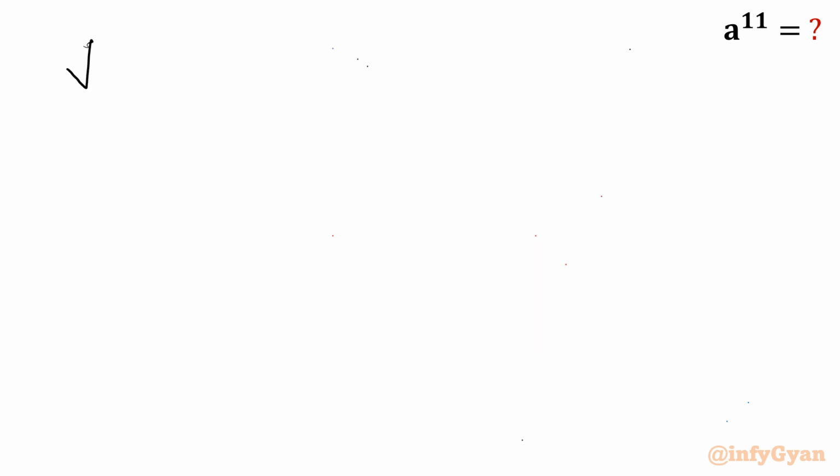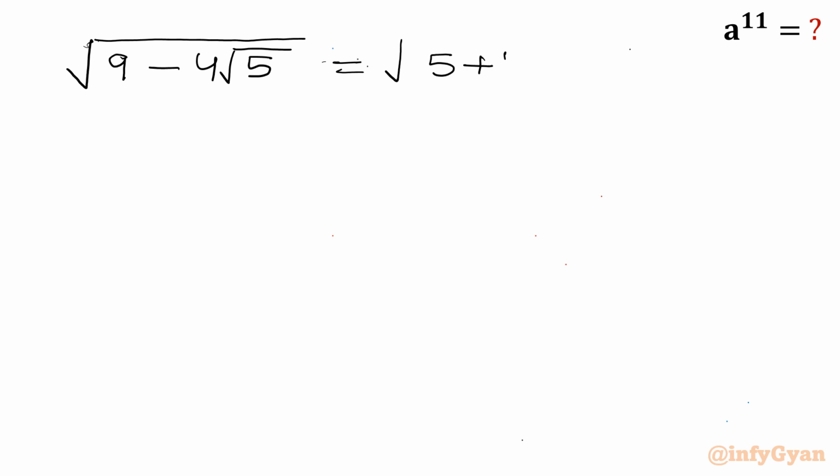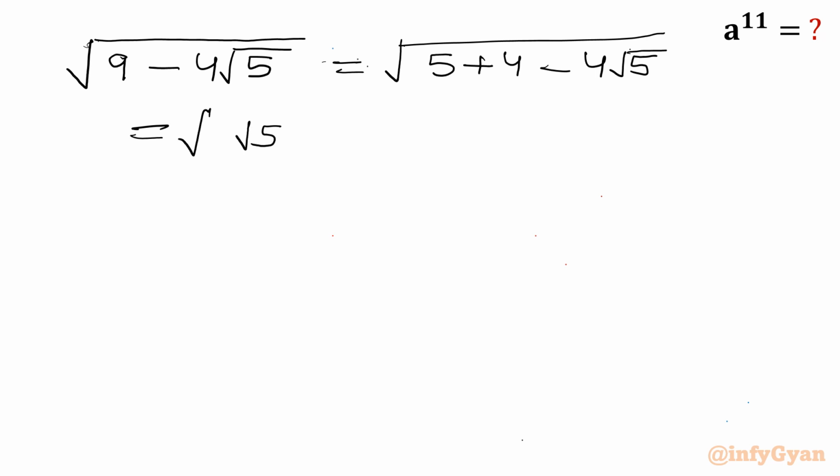So I will be writing here square root of 9 minus 4 square root 5, which I can write equal to square root of 9. I can split as 5 plus 4 minus 4 root 5. Then 5 we can write as root 5 whole square, 4 we can write as 2 whole square, and minus 4 root 5 is 2 times root 5 times 2.